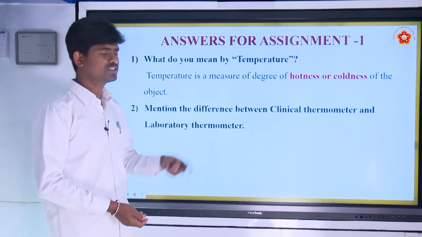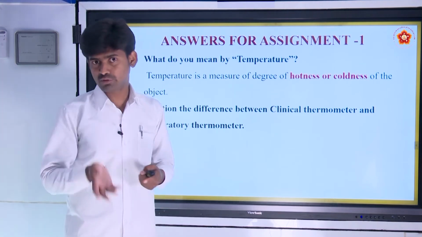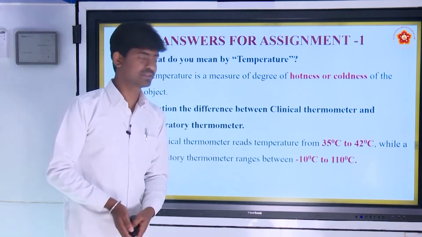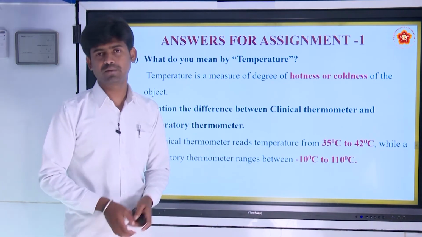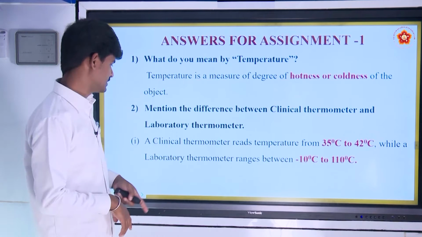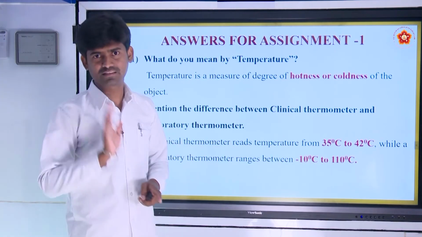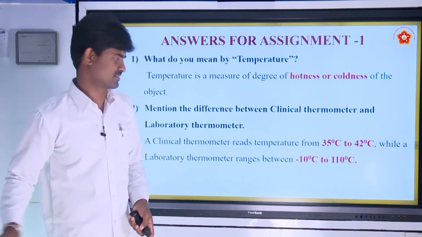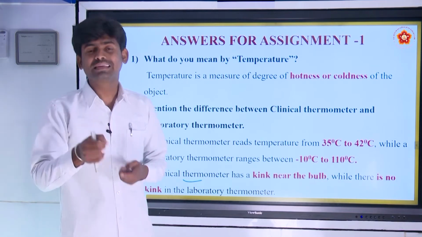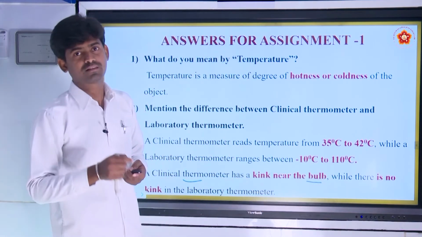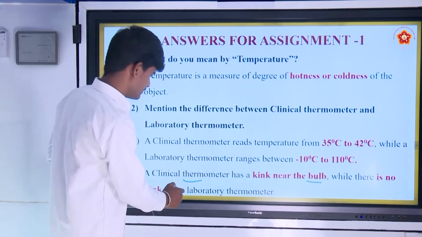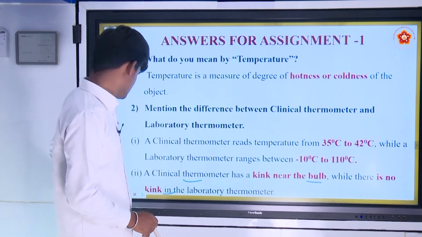Second question: mention the difference between a clinical thermometer and a laboratory thermometer. First difference, a clinical thermometer reads temperature from 35 degrees to 42 degrees Celsius, while a laboratory thermometer ranges from minus 10 degrees Celsius to 110 degrees Celsius. Second, a clinical thermometer has a kink near the bulb at the end, but in the laboratory thermometer there is no kink at the end. Okay, these are the differences.